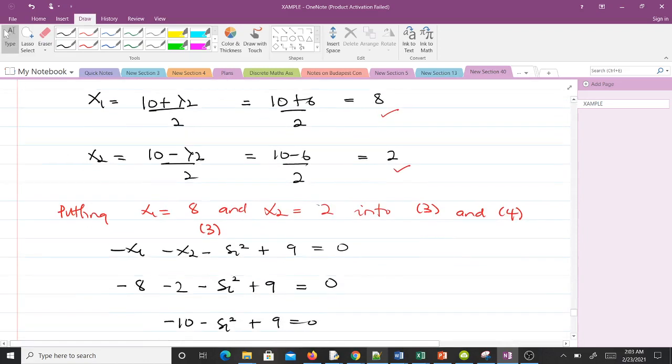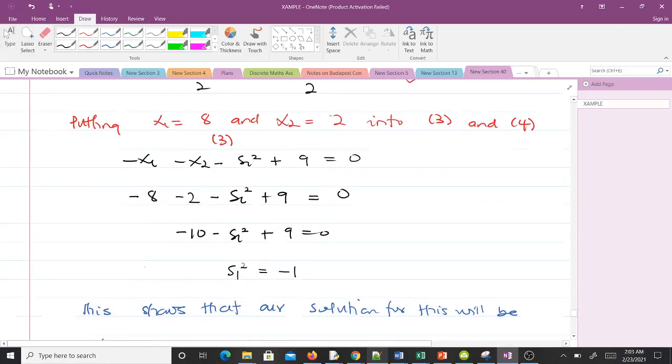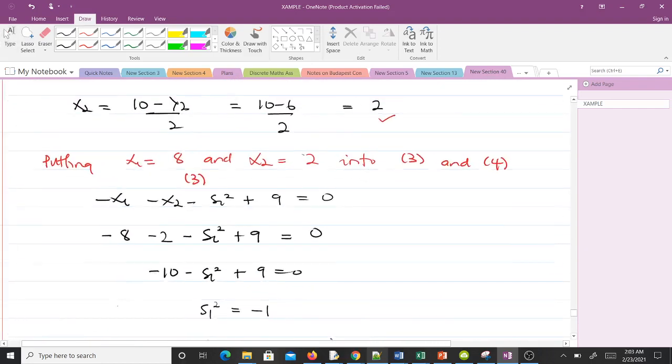So putting x1 equals 8 and x2 equals 2 into equation 3. So you are going to get minus x1 minus x2 minus s1 squared plus 9 equals 0. And now, minus 10 minus 8 minus 2 minus s1 squared plus 9 equals 0. This will give us minus 10 minus s1 squared plus 9 equals 0, and this will give us s1 squared equals negative 1.